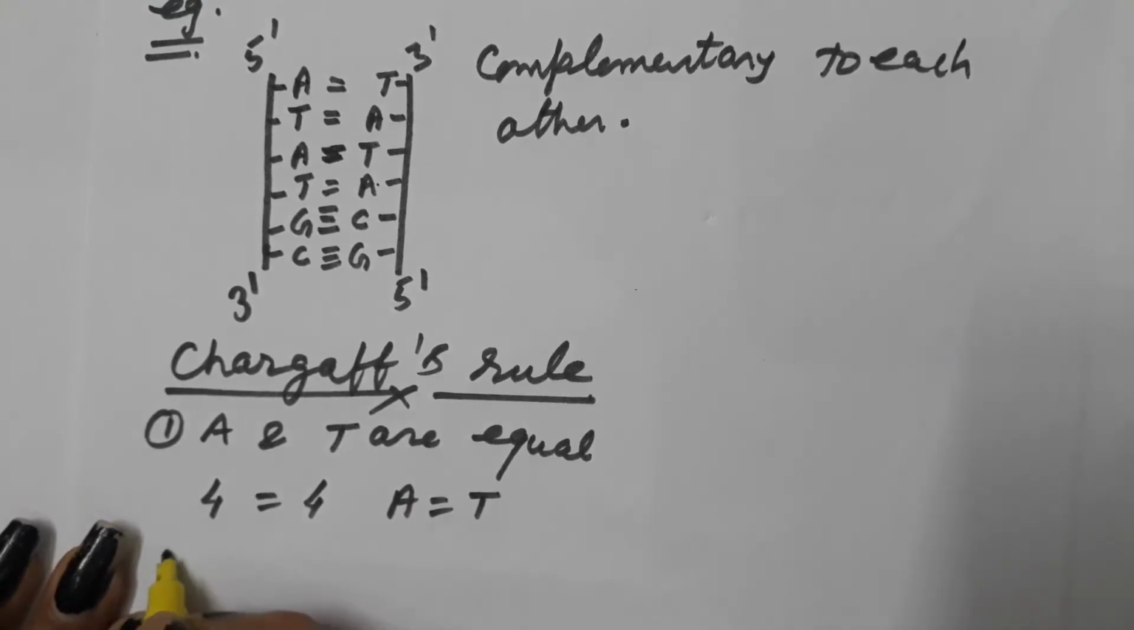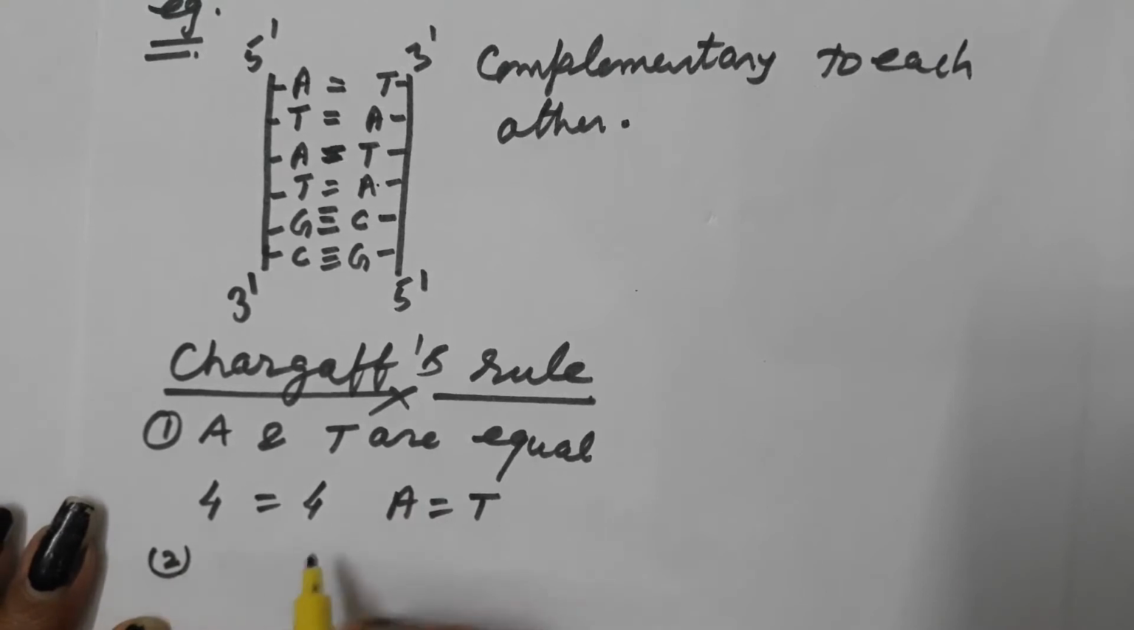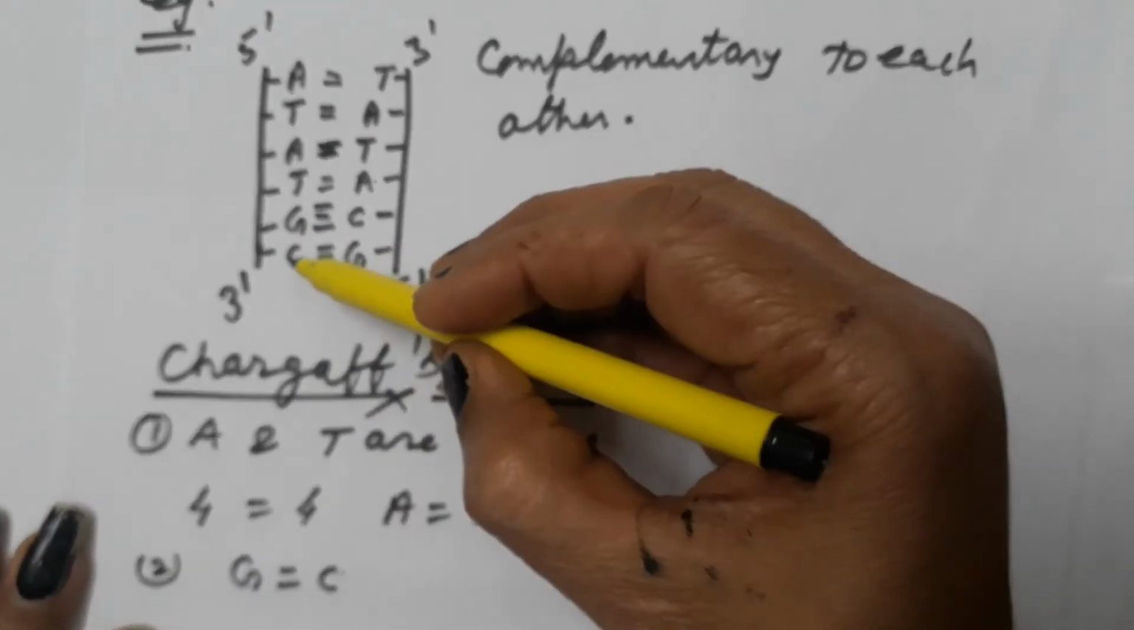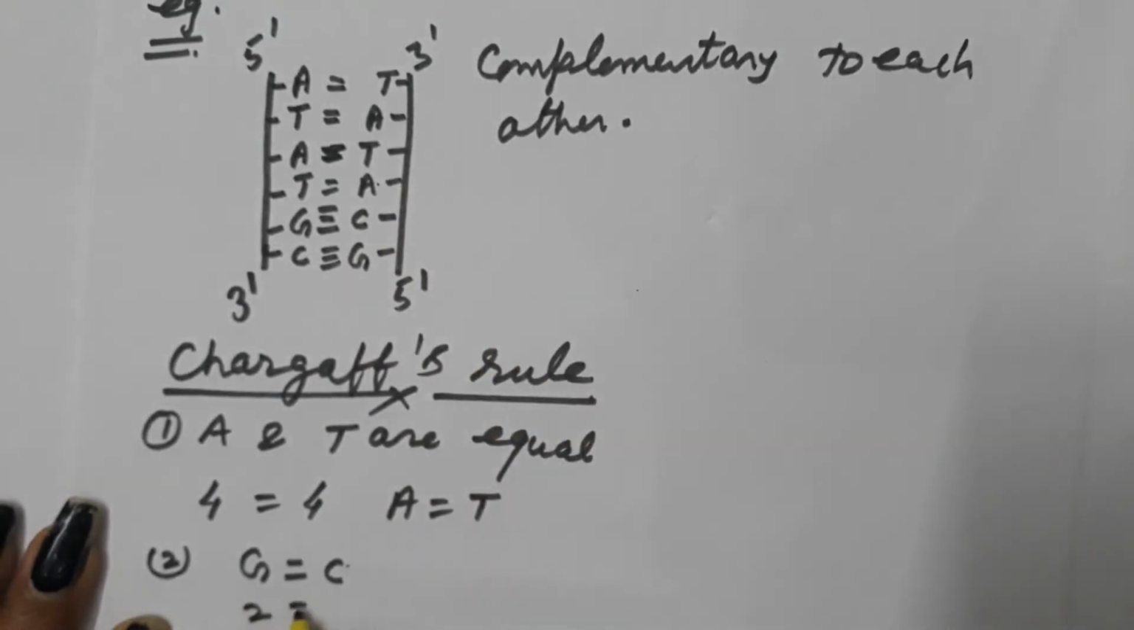Similarly, what Chargaff's rule tells is that G is also equal to C. By counting the G, that is 1 and 2. By counting the C, that is also 2. So G is always equal to C, because purine always pairs with pyrimidine. A is a purine and T is a pyrimidine, so A is always equal to T. Similarly, G is a purine and C is a pyrimidine, so their number is also the same in the complementary strand of DNA.